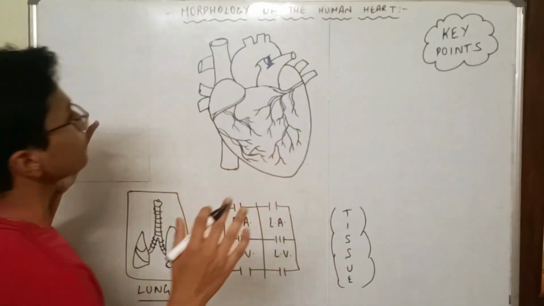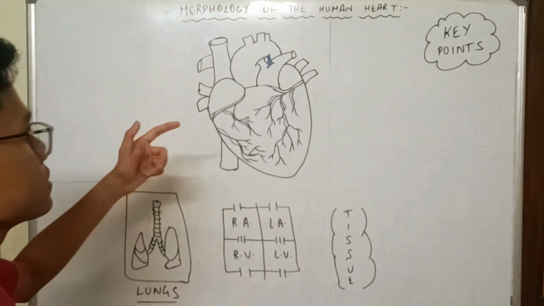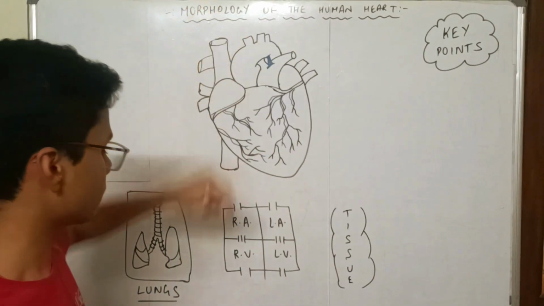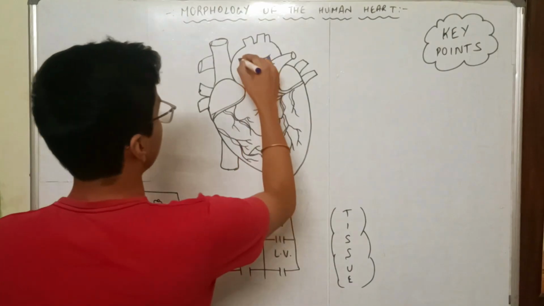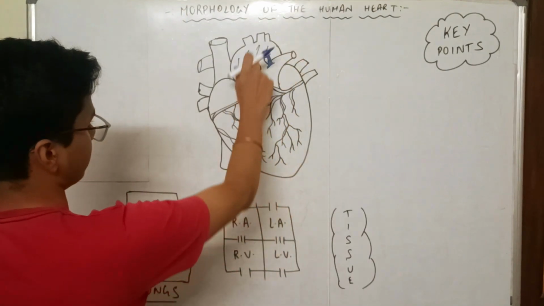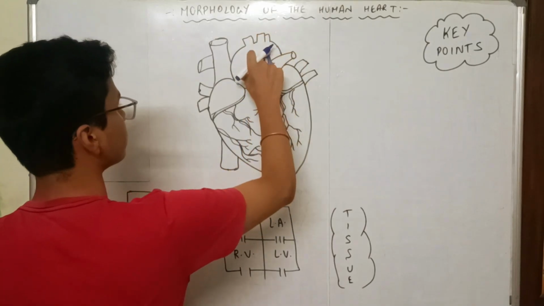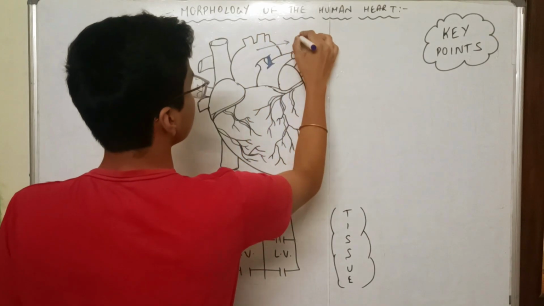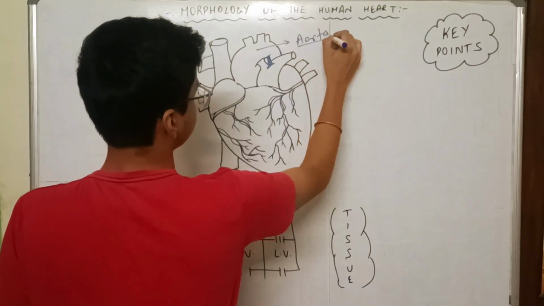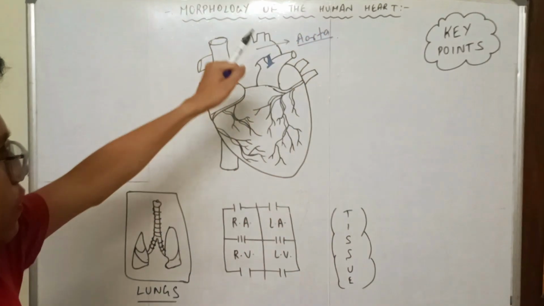So, the most important blood vessel of the body is this structure right here. I'm going to highlight it now. It's this structure, this area. Okay. So, the name of this vessel is aorta. Note it down. It's aorta.